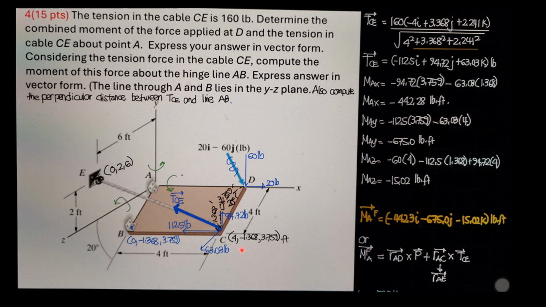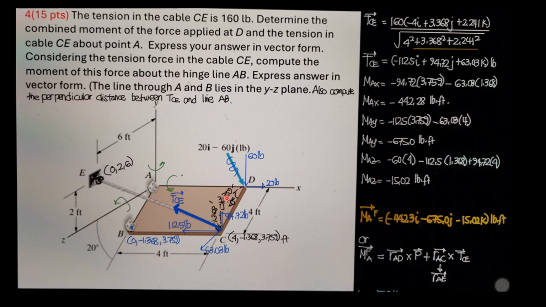So first, let me express the tension in CE in vector form, which is simply the magnitude of the tension force, 160, and its direction from the position vector. Because AB is sloping downward with an angle of 20 degrees, so that's 20 degrees. So this is AB and the length of AB is 4 feet. Then imagine we have a right triangle. This is 4 feet cosine of 20, this part here.